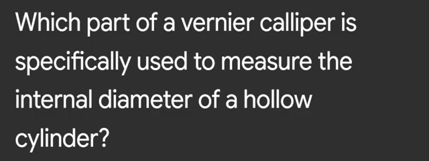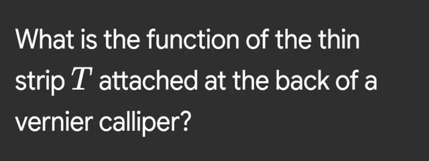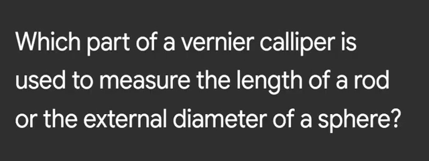Which part of a vernier caliper is specifically used to measure the internal diameter of a hollow cylinder? I repeat the question. Which part of a vernier caliper is specifically used to measure the internal diameter of a hollow cylinder? What is the function of a thin strip T attached at the back of a vernier caliper? So here you have to write the function of the thin strip, which is one of the parts of a vernier caliper. 14th question is on your screen.